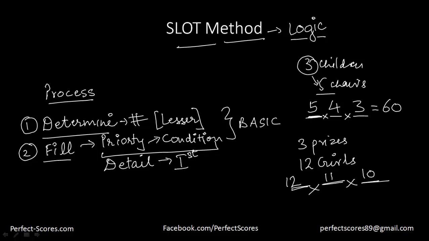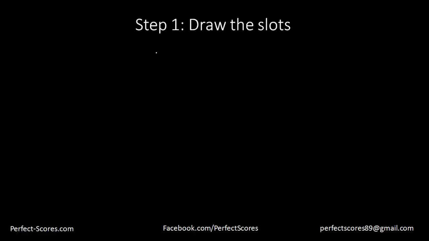In that I have discussed how to prioritize things, right? So there are positive conditions, negative conditions. I'm not going to go deep into that, so let's move forward from here. This is the basic of the slot method, and step one is to draw the number of slots, right? So how do you determine the number of slots? You will always determine it from the lesser quantity, right? So whichever is lesser would determine the number of slots.